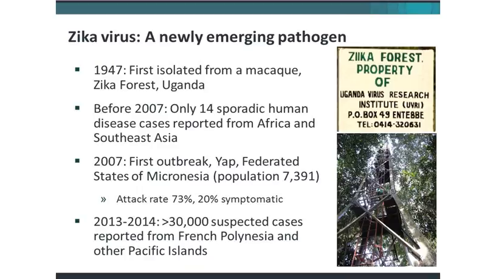And only 14 sporadic human disease cases had been seen prior to that time. The 2007 outbreak was in Yap in the Federated States of Micronesia, where there was a population of just a little over 7,000 people, and close to 5,000 infections occurred there. So approximately 73% of the population became infected during that outbreak. Since that time, in 2013 to 14, there were over 30,000 suspect cases in French Polynesia and in the other Pacific islands. Next slide.